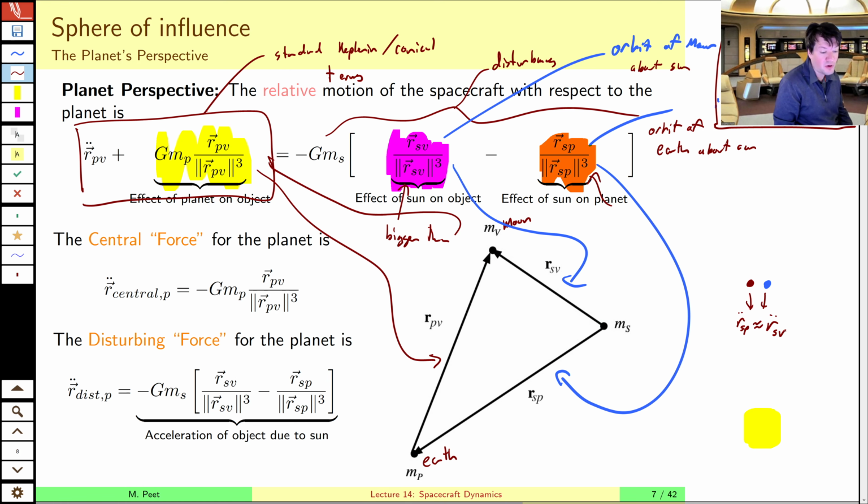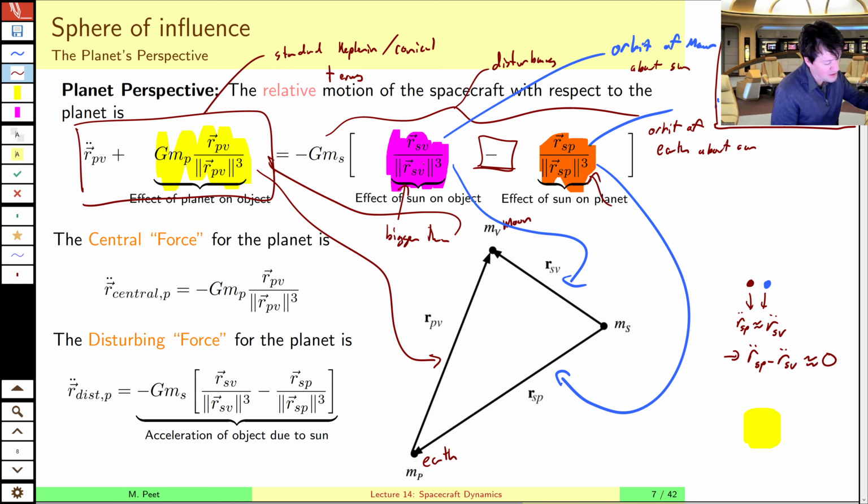Right? They're being approximately the same. So when you subtract them, that term's going to be approximately 0. So if these two bodies are close to each other, then these terms over here almost cancel each other out, and so you don't get a big disturbing force.